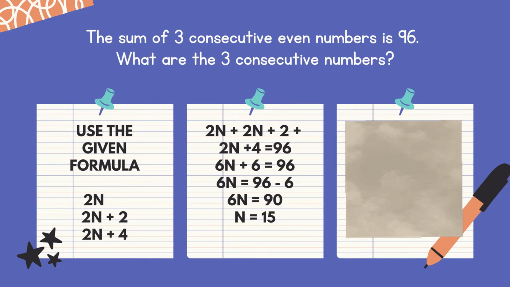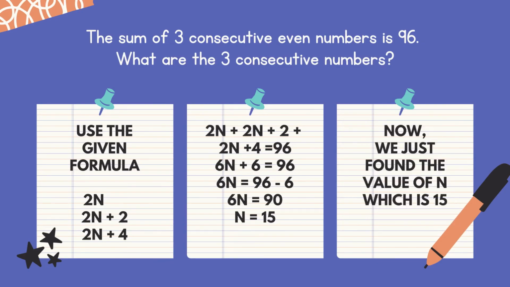Now, we will be canceling 6, so ang matira na lang is n. We will be canceling it by dividing 6 in both sides. 6n divided by 6 is n. 90 divided by 6 is 15. Now, nahanap na natin ang value ng n, which is 15.